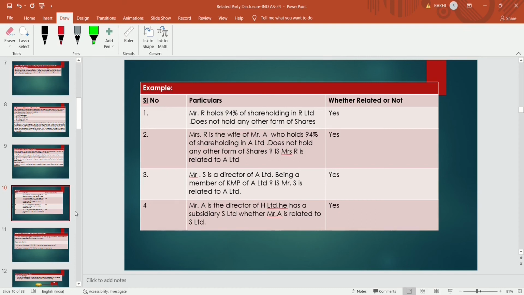Mr. A is the director of H Limited, which has a subsidiary, S Limited. If Mr. A is the director of the holding company, whether Mr. A is related to S Limited, which is a subsidiary company? So is Mr. A, who is the director of the holding company, a related party of S Limited? The answer is yes. How? Because S Limited is the subsidiary of the holding company, and any decision taken by Mr. A will impact not only the holding company but also the subsidiary. So he will be a related party to S Limited.